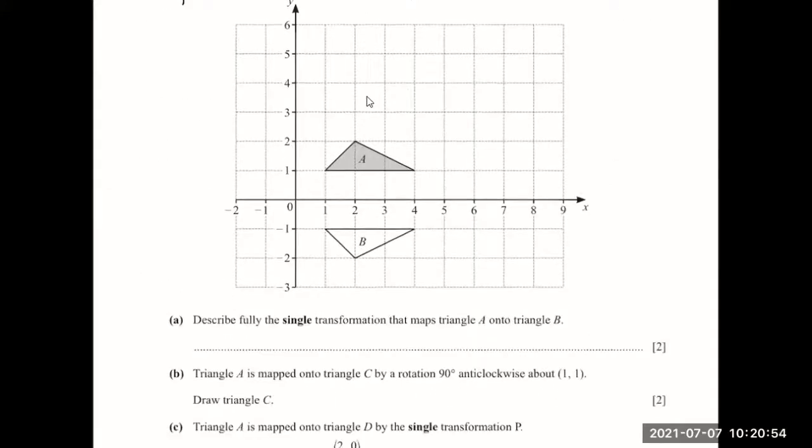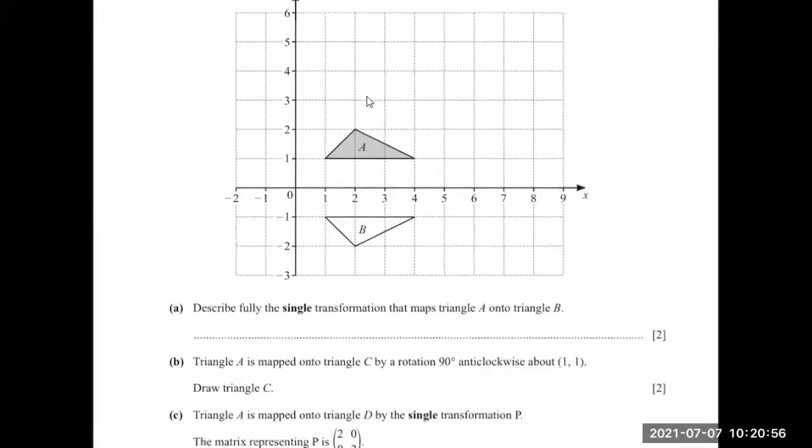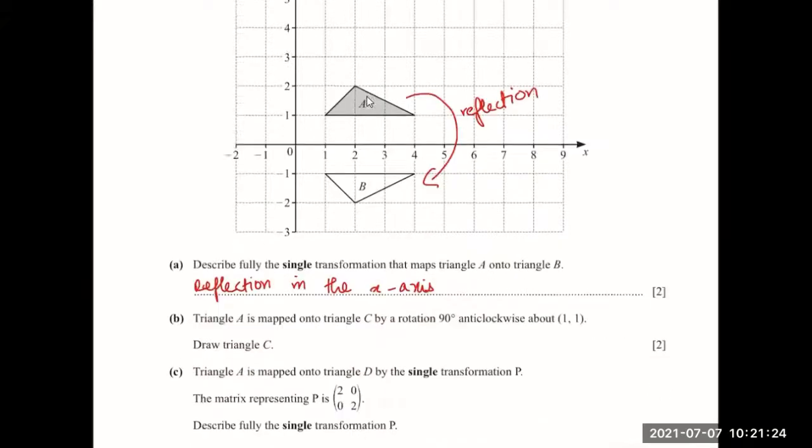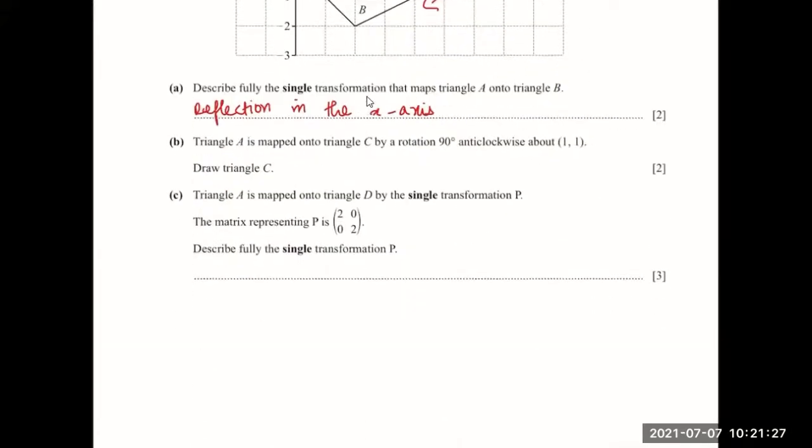Now this is another question. You see they are flipped over, so it's a reflection. What is the line of reflection? The line of reflection looks like this. So I'm just going to say that it's a reflection in the x-axis. That's it. One mark for this and one mark for that. Pretty much that's it.